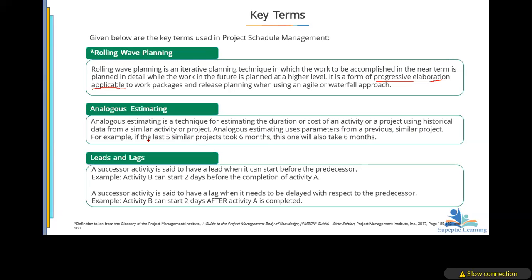Now the issue of leads and then the lags. What is a lead and what is a lag? Once you draw your activity network diagram, you should be able to indicate the leads and the lags. Remember I said that activity A started, but B can start 2 days after activity A has started. So it doesn't have to wait for this to end.